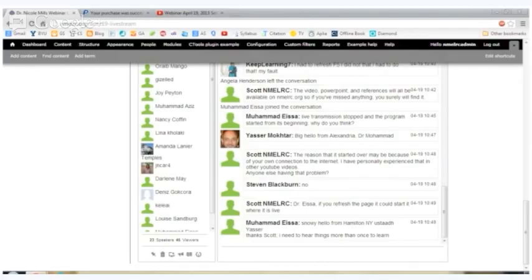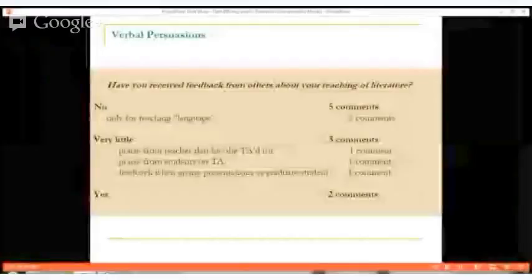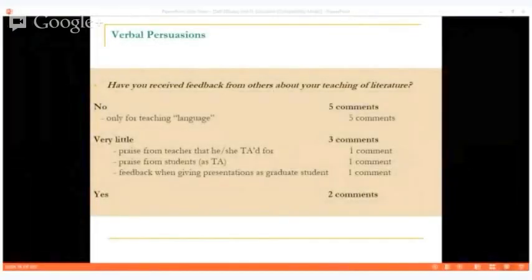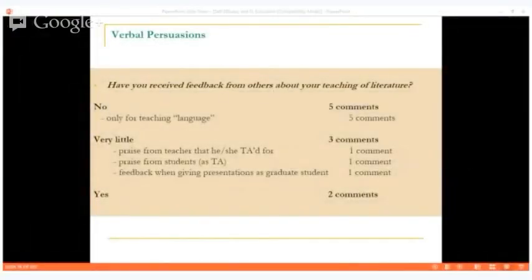Have you had feedback from others about your teaching of literature? Now this goes back again to that source, verbal feedback. No, only for teaching language. Very little, and only two said that they had. So again, another source, not cultivated, or perceived to be not cultivated from the interviews.